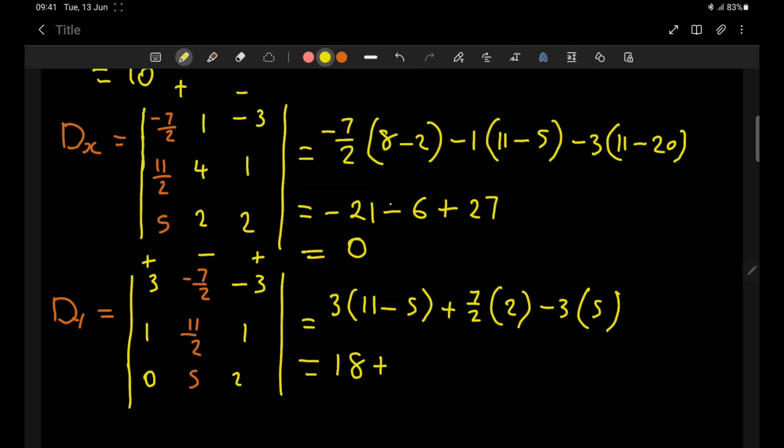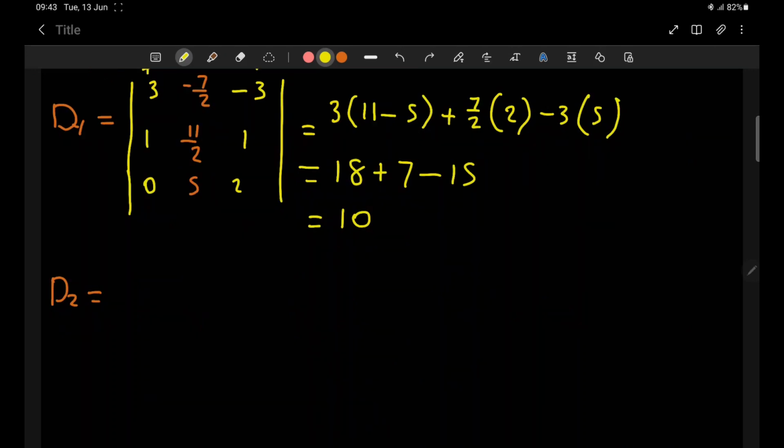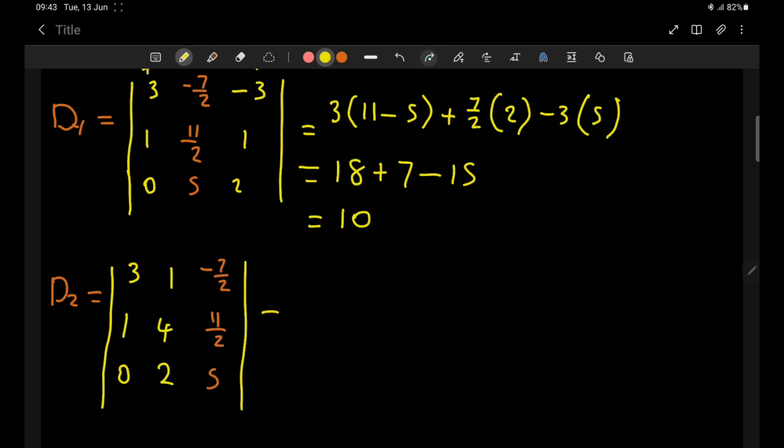Plus 7 over 2 by 2 is just 7. Negative 3 by 5 is negative 15. 18 minus 15 is 3. Plus 7, that is 10. So going to the last determinant, with reference to z, we'll write our matrix the way it was. The first column we maintain, then the following column we also maintain, but we will replace the last column. That's why we replace with our values of solution.